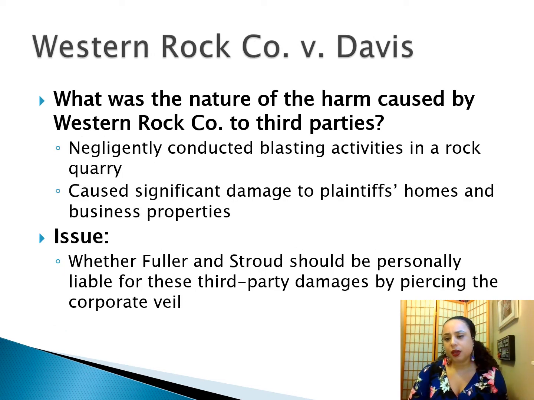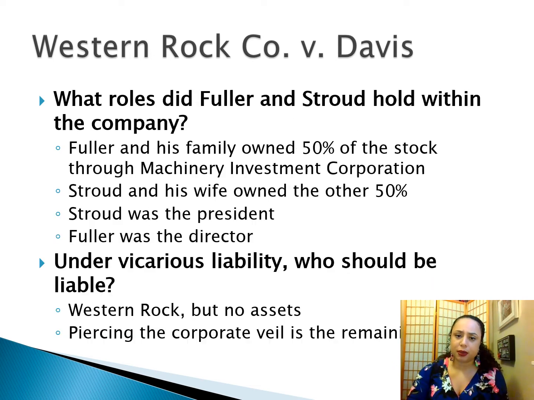And so that brings us to our last case, Western Rock Company versus Davis. And so the first question, what was the nature of the harm caused by Western Rock Company to third parties? And so here the harm was pretty clear in that the company was engaged perhaps in negligent blasting activities in a rock quarry. These blasting activities seem to cause significant damage to plaintiffs, right? These are our third-party tort claimants' homes and their business properties. And so here the issue is whether Fuller and Stroud, as shareholders, should be personally liable for these third-party damages by piercing the corporate veil. Should they be personally liable?